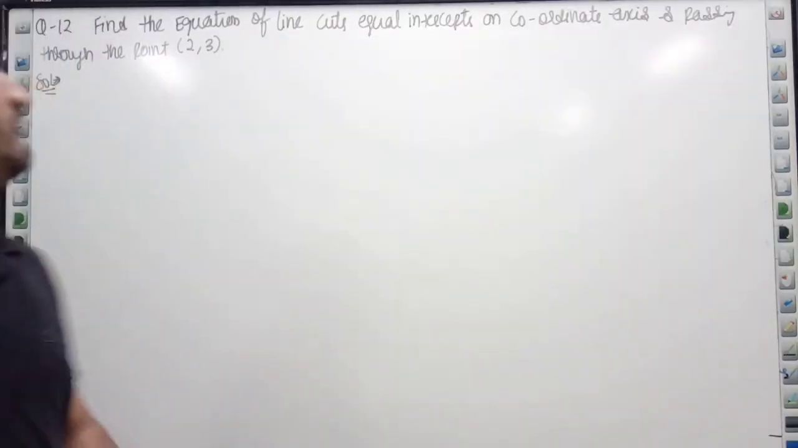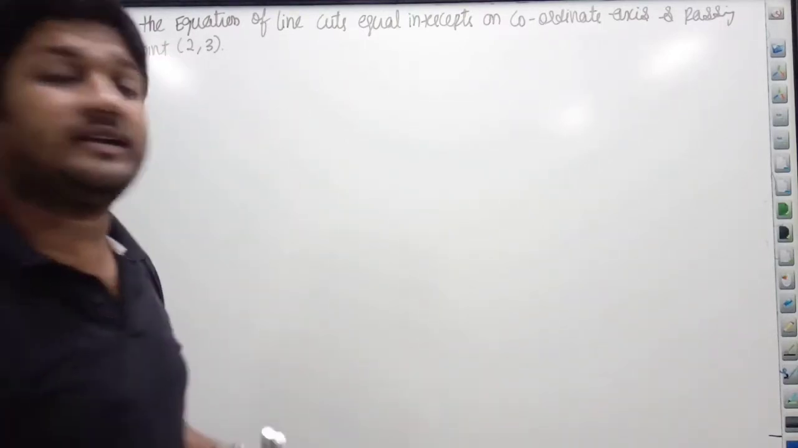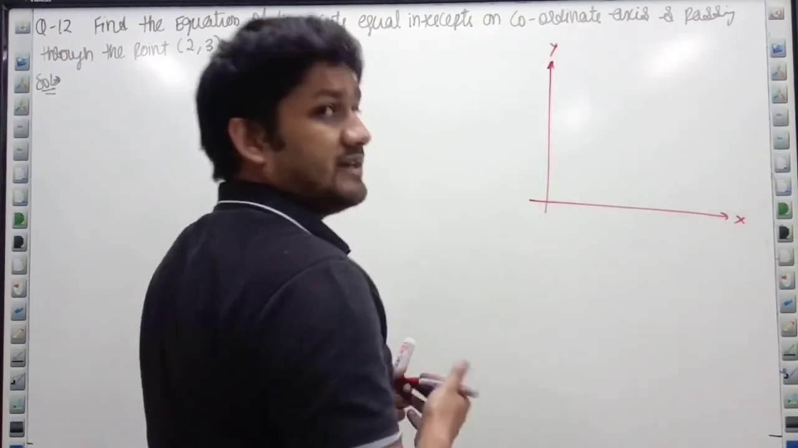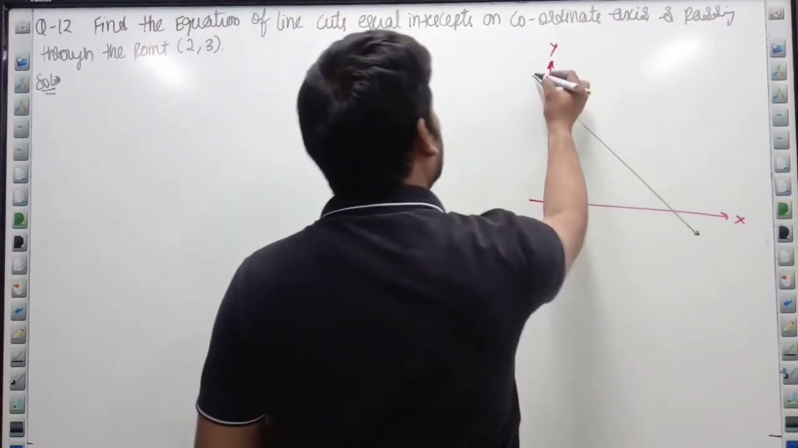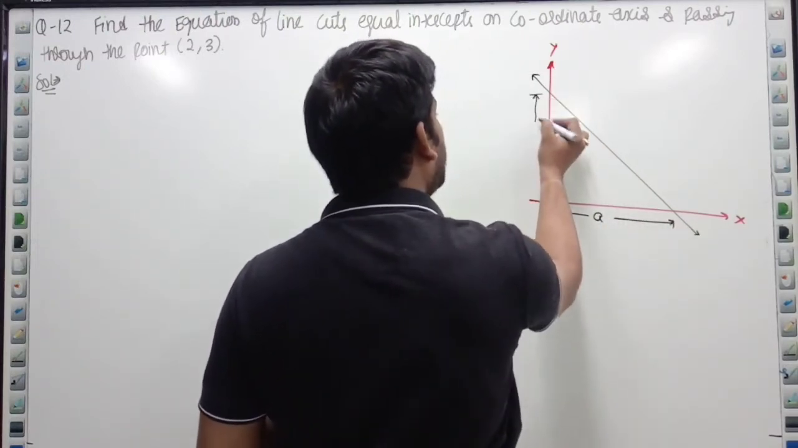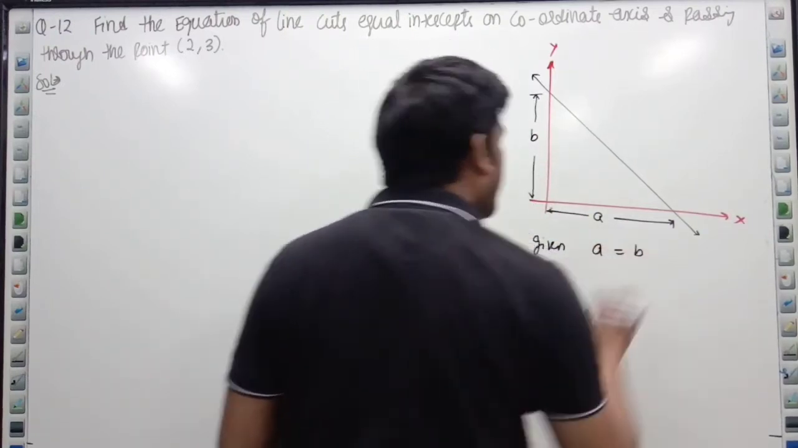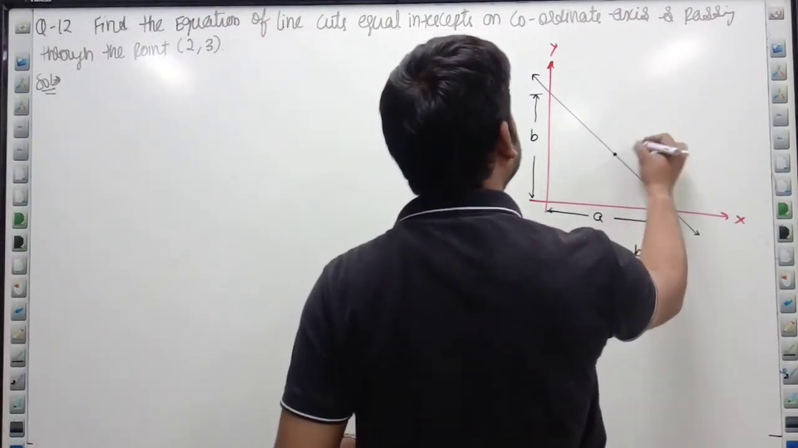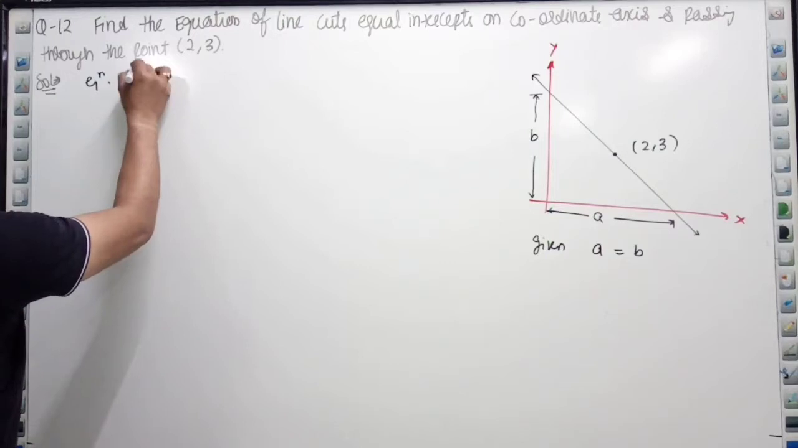Now the next question: we have to find the equation of the line which cuts equal intercepts on the coordinate axes. We have the x-axis and y-axis. Now the required line will cut equal intercepts. This is A, the x-intercept. This is B, the y-intercept. So it is given A equals B. And it is also passing through the point (2, 3). So we can write the equation of the line.